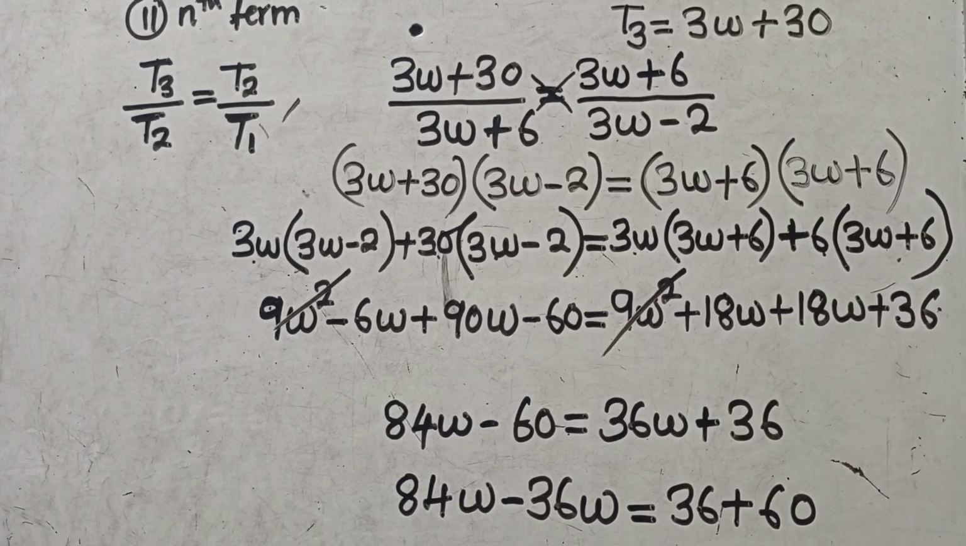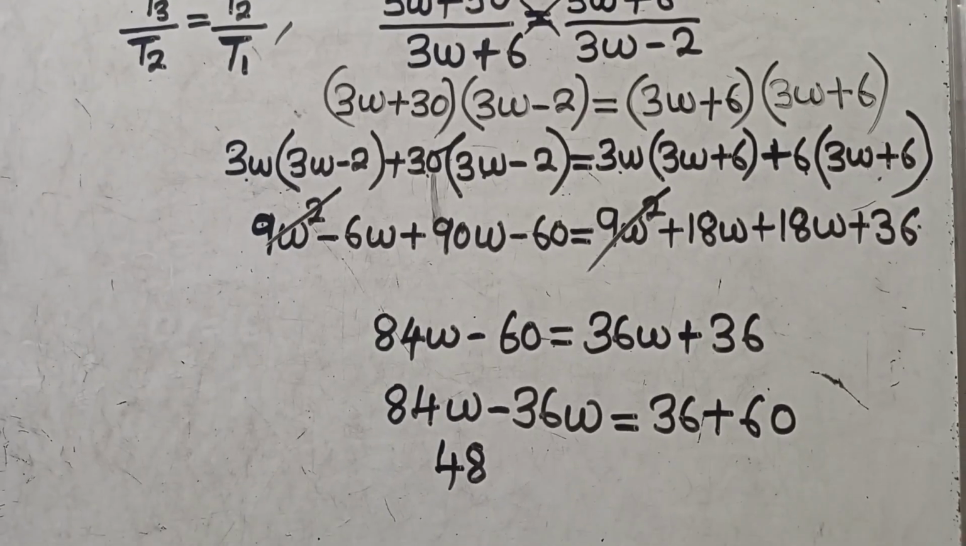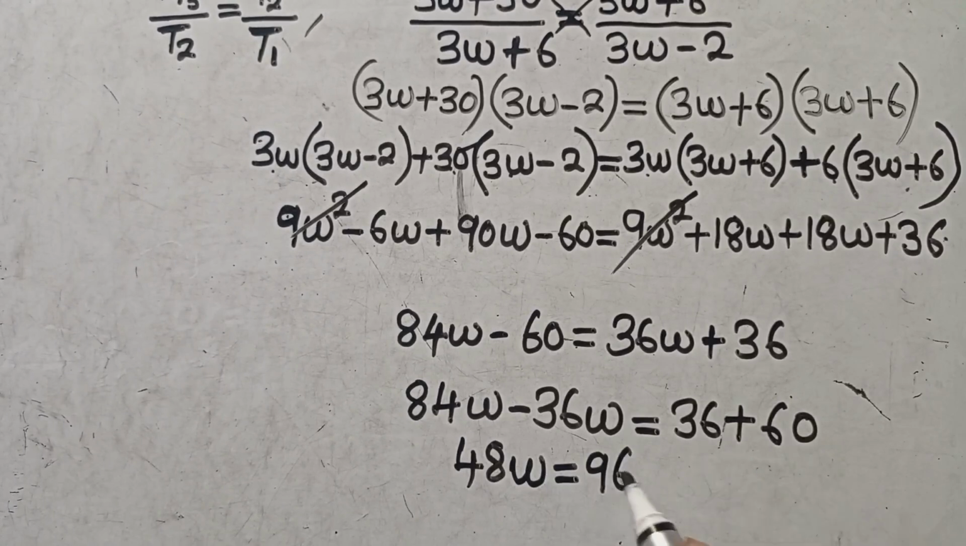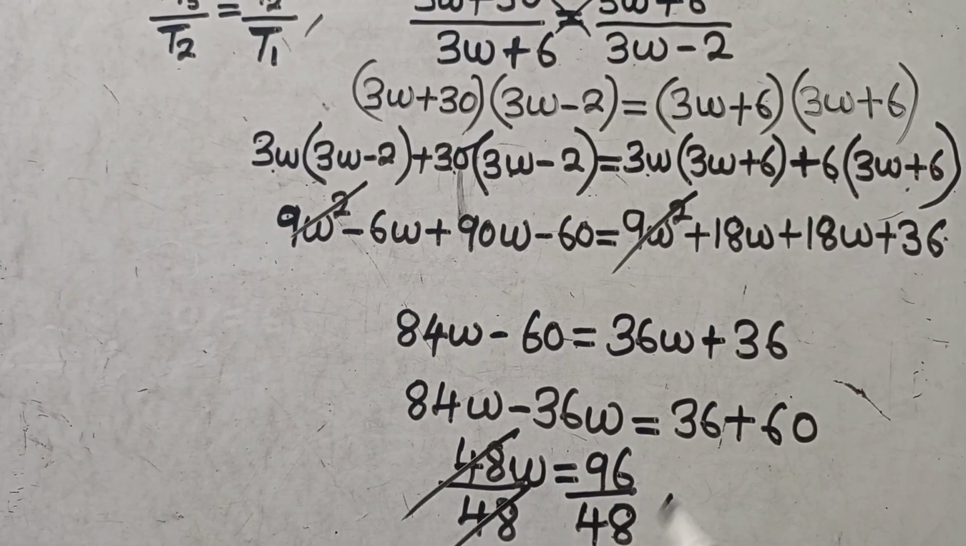So let me punch this on my calculator very quickly. So I say 84 minus 36. The answer is what? The answer is 48. So I'm getting a 48. 48w is equal to this one, that is 96. Over what? 48. Even here over 48. So this is to tell you that w is equal to 2.